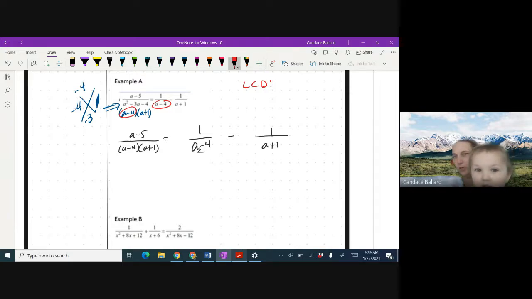Nice job. We only put it in 1 time. So we've got A minus 4. And then notice I'm also circling the A plus 1, and I'm only including that once. And then there's nothing else left. So everything was circled.